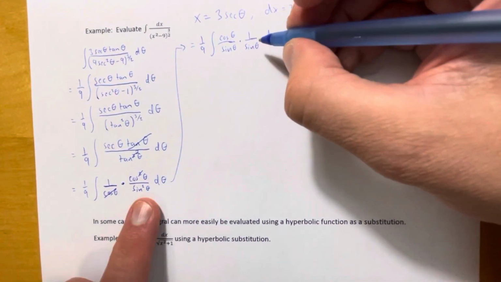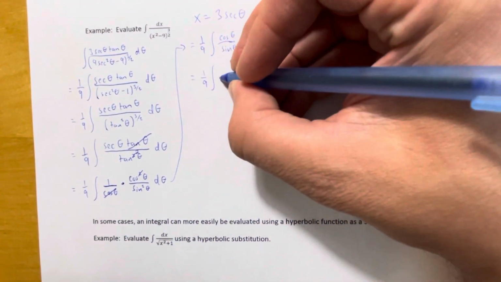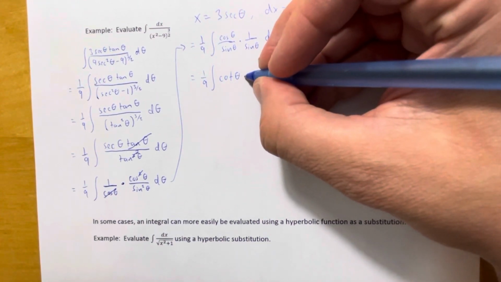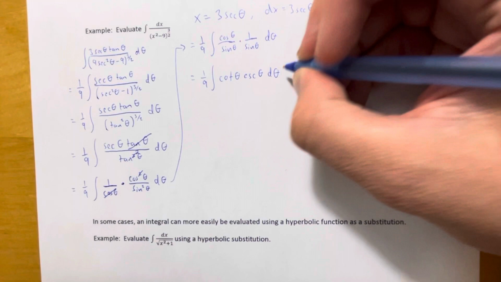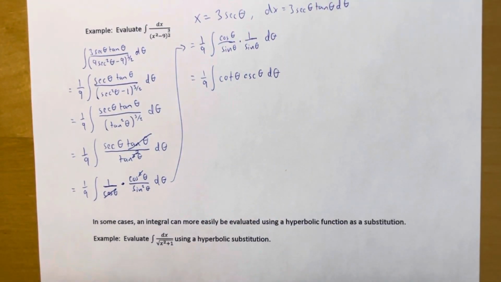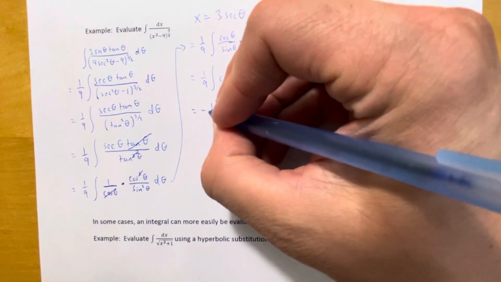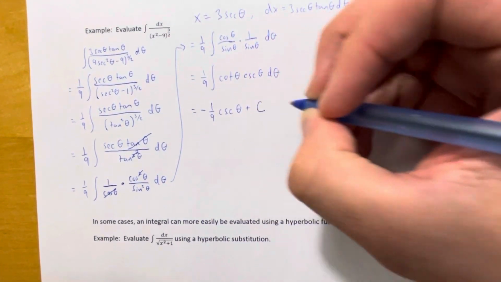Verify that this is the same thing as this. But we know that this is the same thing as cotangent of theta, whereas this is the same thing as cosecant of theta. And this I recognize as almost the derivative of the cosecant function. The only thing that's missing is a negative, but that's easy to compensate for. This would come out to negative 1/9 cosecant of theta plus c.